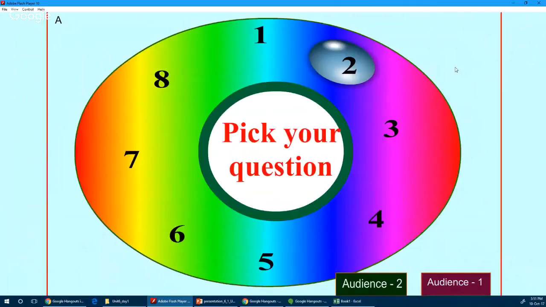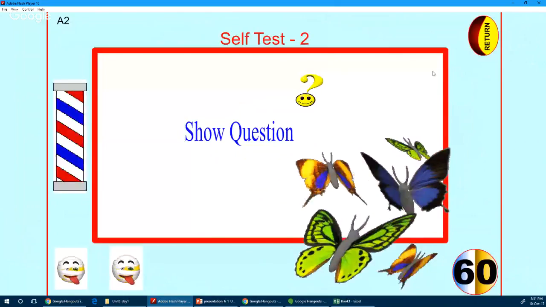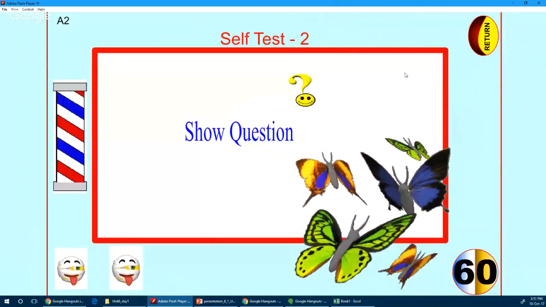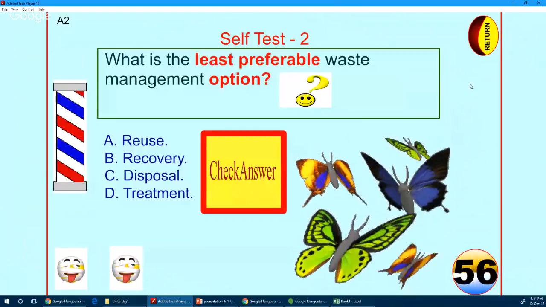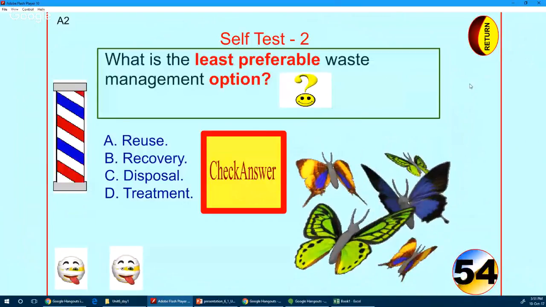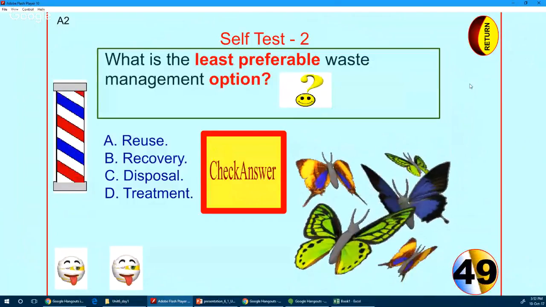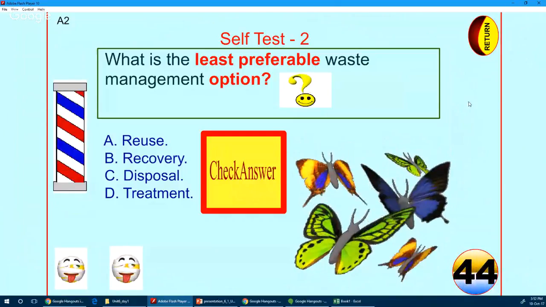The last one is remaining. You don't have to pick it. I'll get it myself. Be ready. Here comes your question. What is the least preferable waste management option? Reuse, recovery, disposal, treatment. The least preferable option.